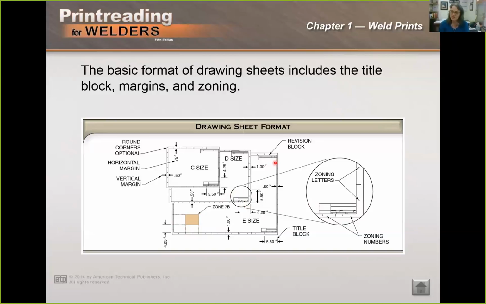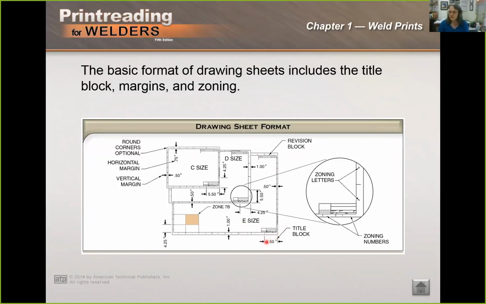And most drawings will also have a revision block. Now the revision block can be in different places. This one happens to be in the upper right. I've also seen revision blocks just located down here at the bottom to the right of the title block. The title block is almost always in the lower right-hand corner of the drawing.